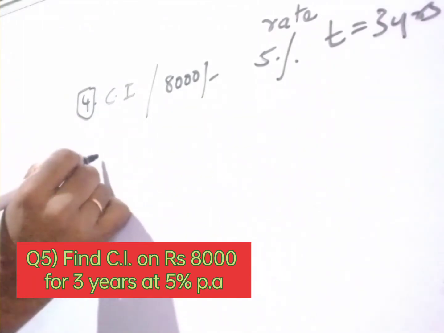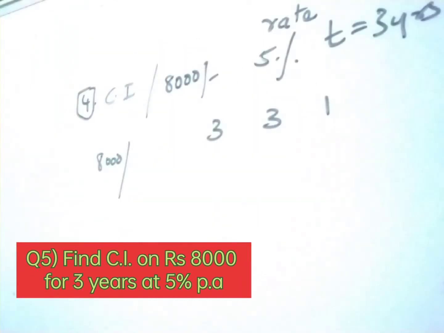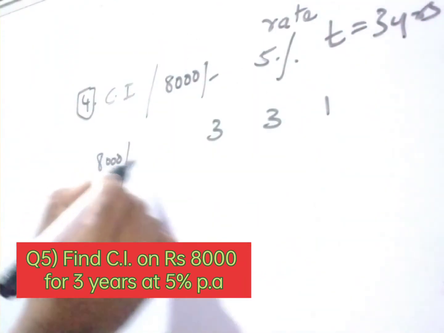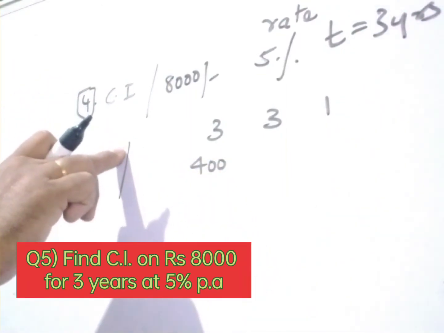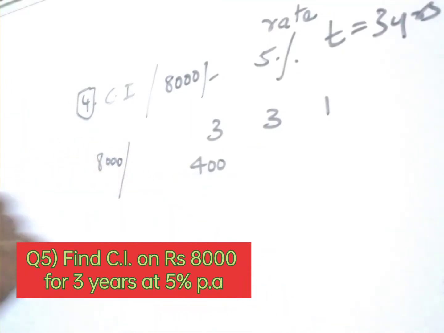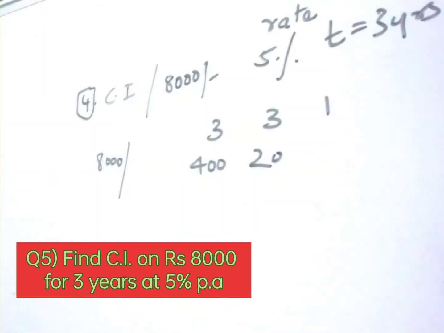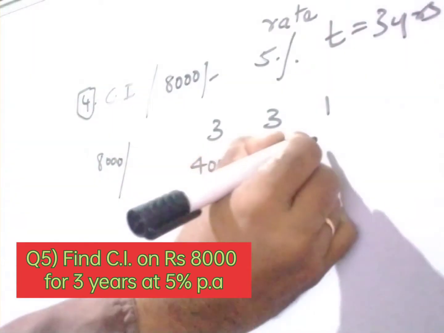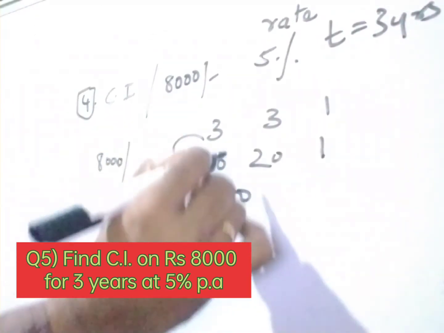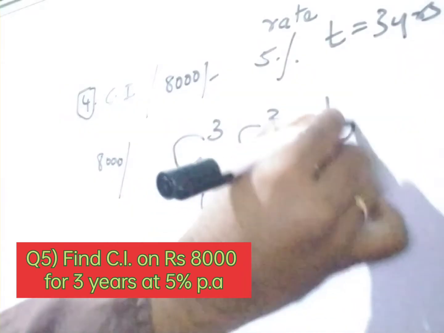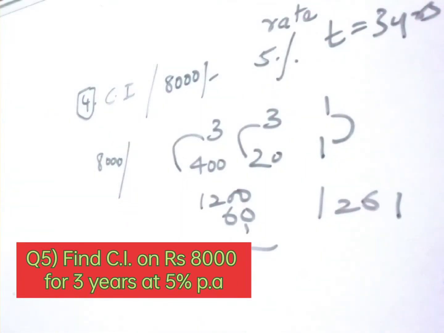So first is 8,000 rupees. This is 3-3-1 for 3 years. For 8,000 rupees, 10% is 800, 5% is 400. For 400, 10% is 40, 5% is 20. For 20, 10% is 2, 5% is 1. So totally 400 into 3, 1200, 20 into 3, 60, 1 into 1, 1, 1261.